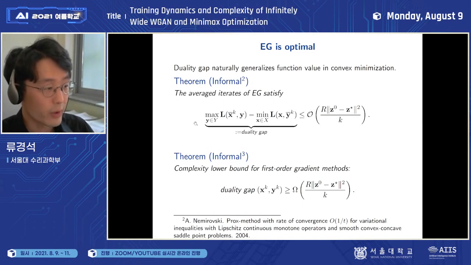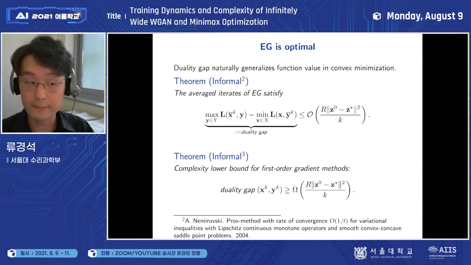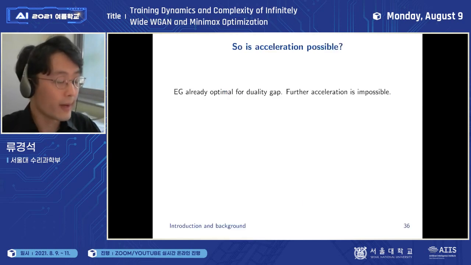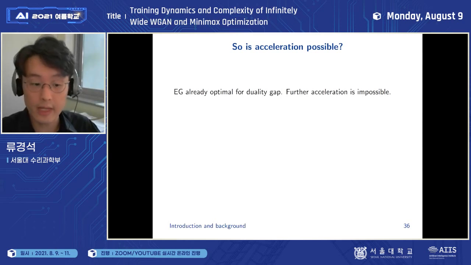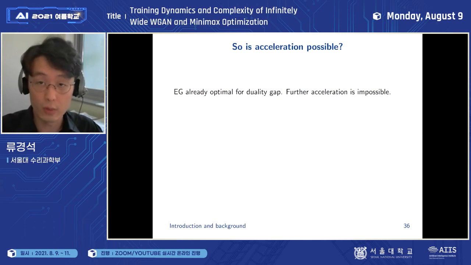The extra gradient method, from prior work, converges with rate 1/k on the duality gap. And it's in fact provably optimal. In the optimization literature, it's possible to establish what are called complexity lower bounds, which prove that it's not possible to establish a rate beyond a certain limit. For the extra gradient method, there exists a complexity lower bound stating that this 1/k rate cannot be exceeded. So the conclusion that we take away from this prior work is that the extra gradient method is already optimal when you measure performance in terms of the duality gap, and therefore further acceleration is not possible.